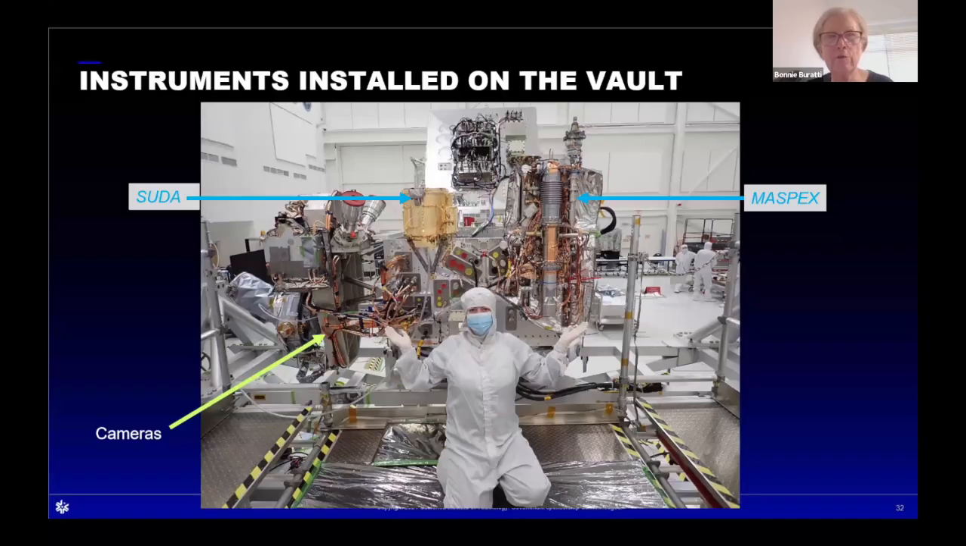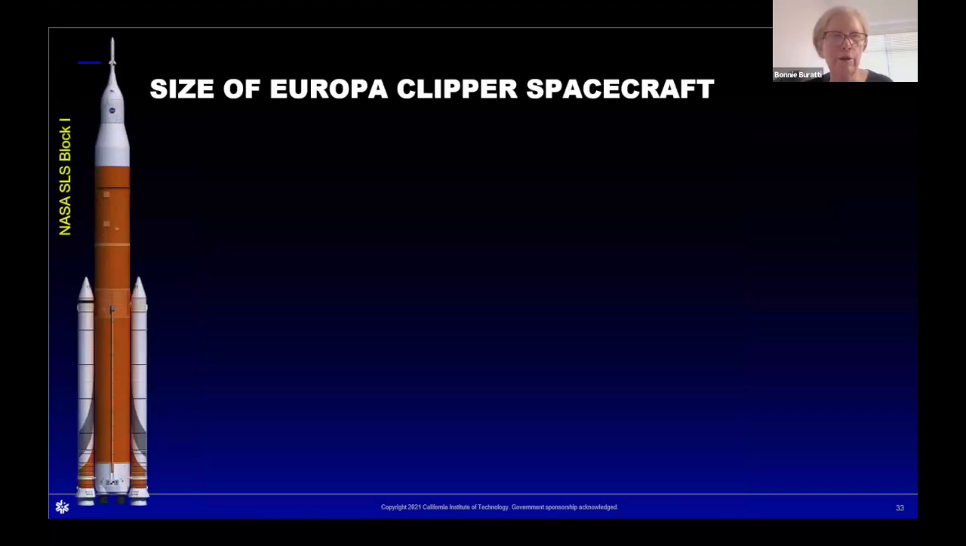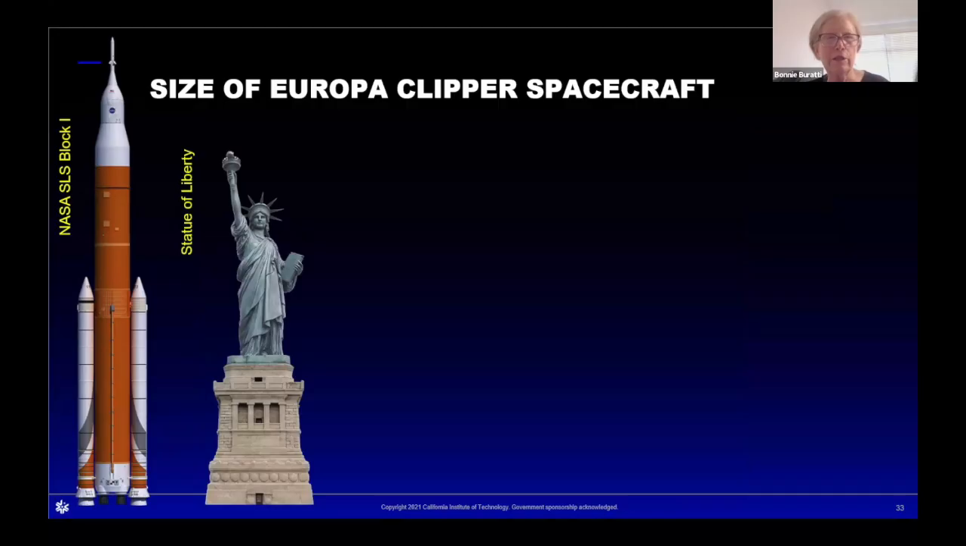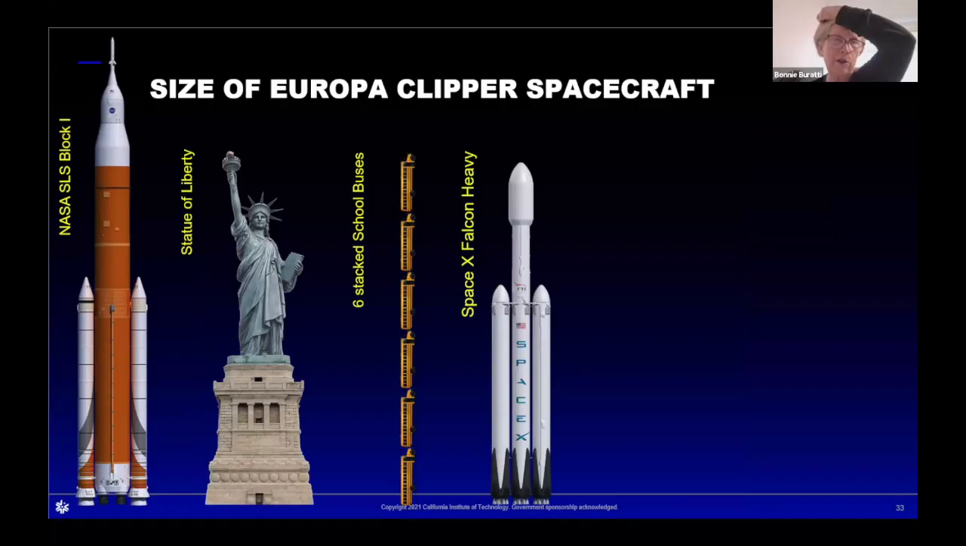Okay. So this is the instruments being installed in the vault a couple of years ago. This is the size of our spacecraft. So this is the Space Launch System. This is the Statue of Liberty. This is six stacked school buses. This is the rocket. We were launched on a Falcon Heavy, which SpaceX built. That's a whole other story. Trying to interact with SpaceX when you work for NASA is a completely different culture.